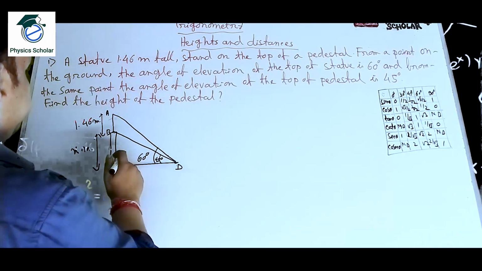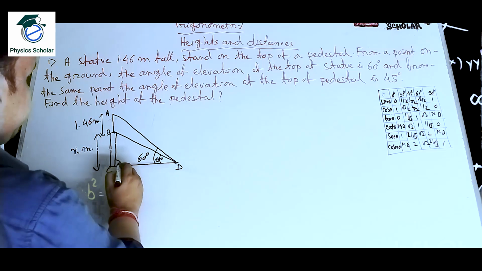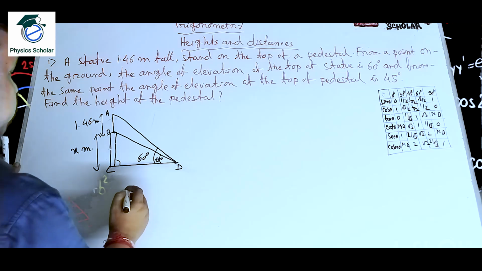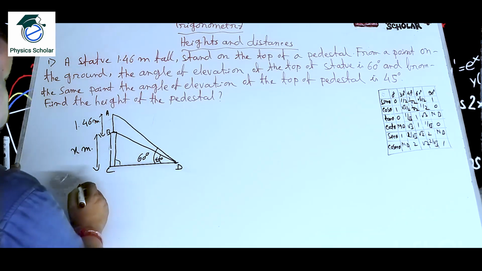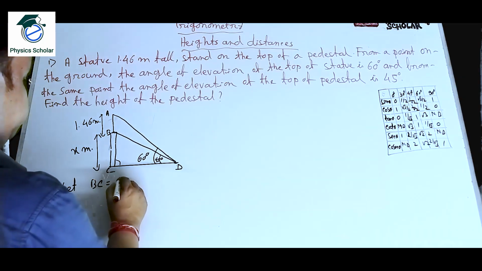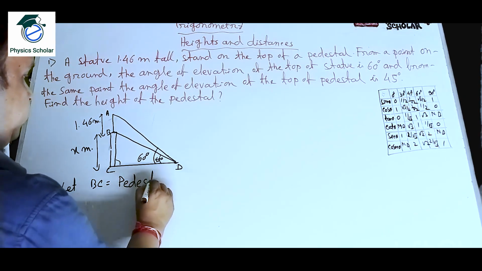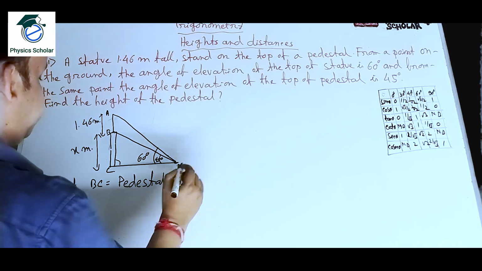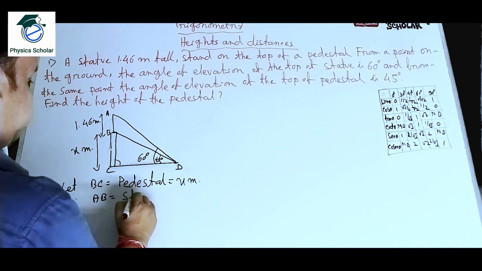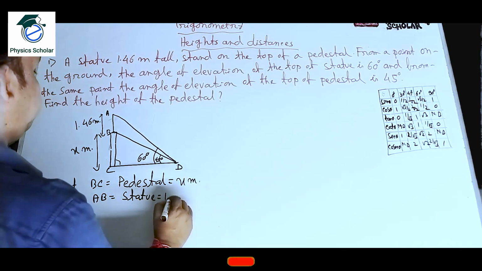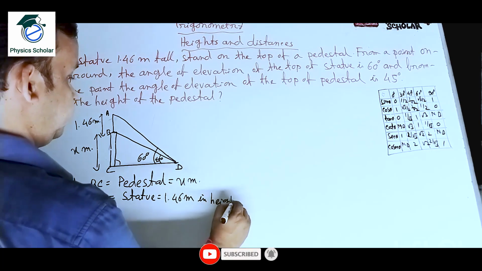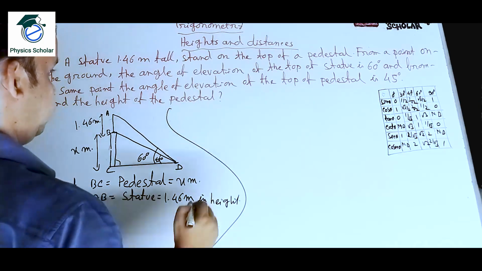See here, two right angle triangles are there. This is 90 degrees, so BCD is a right angle triangle and ACD is also a right angle triangle. Let BC, the pedestal, be equal to x meter. So AB, the statue, is equal to 1.46 meter in height.